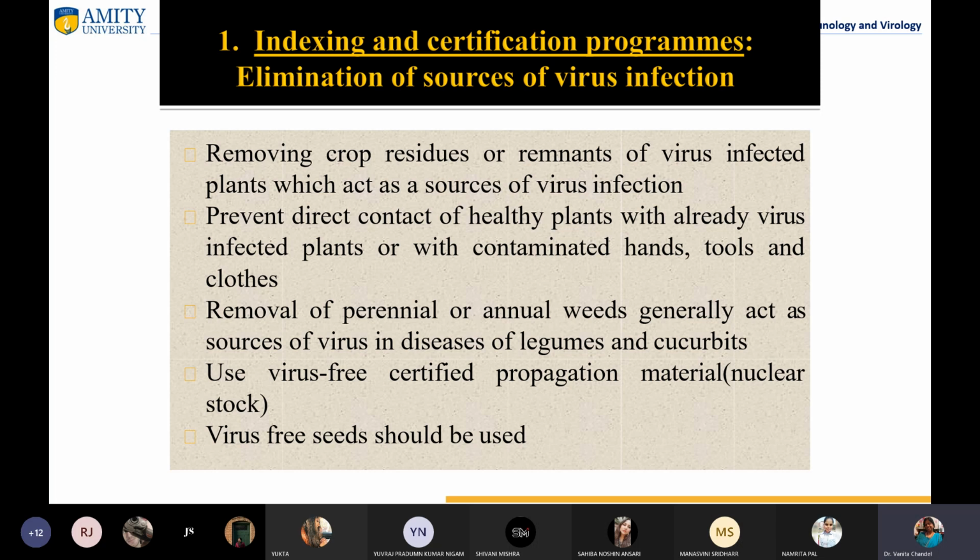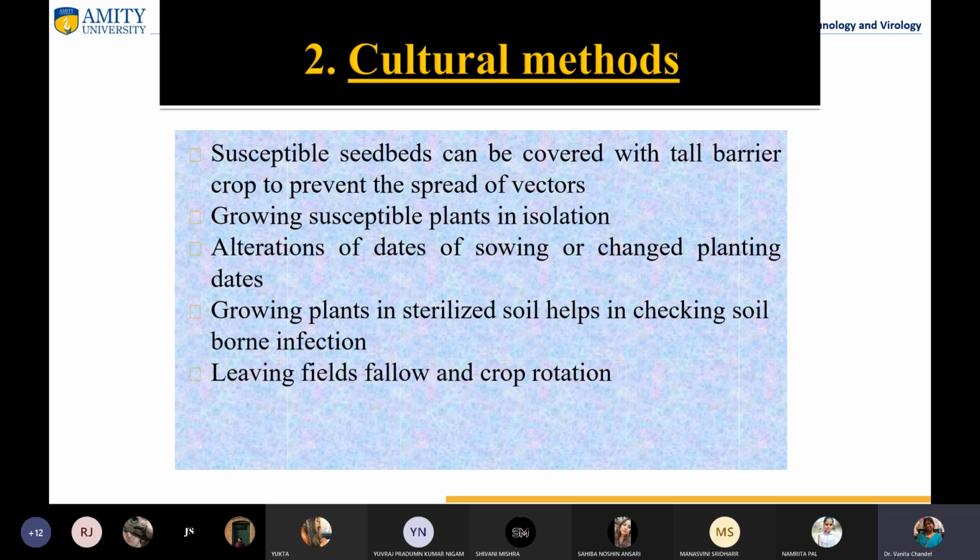Then we remove the perennial or annual weeds which act as sources of virus disease, in legumes and cucurbits, and use virus-free certified propagation material. The stock that we are using for propagation should be virus-free. Whatever plants we are developing through these strategies should be virus-free. Virus-free seeds should also be used. That means seeds, or any other form of planting material used for growing a particular plant or crop, should be tested beforehand for the presence of any kind of virus.